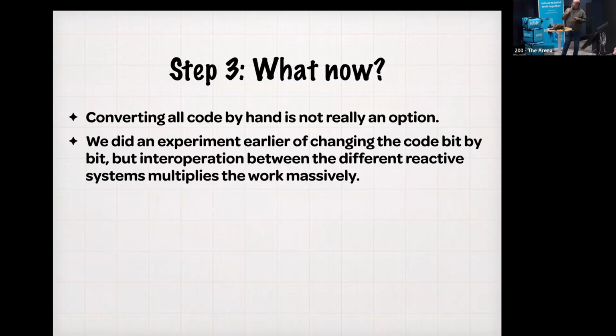So let's see. Basically, we couldn't really convert all of this by hand. We tried an experiment where we take a small part of the code and convert it over to these new reactive things, but then you have to have interoperation between the different reactive things because some downstream dependency is using it, and we have to be able to convert back and forth. It turned out that just multiplies the work massively. It would take us years to get through this by doing it bit by bit. So that is not really an option.